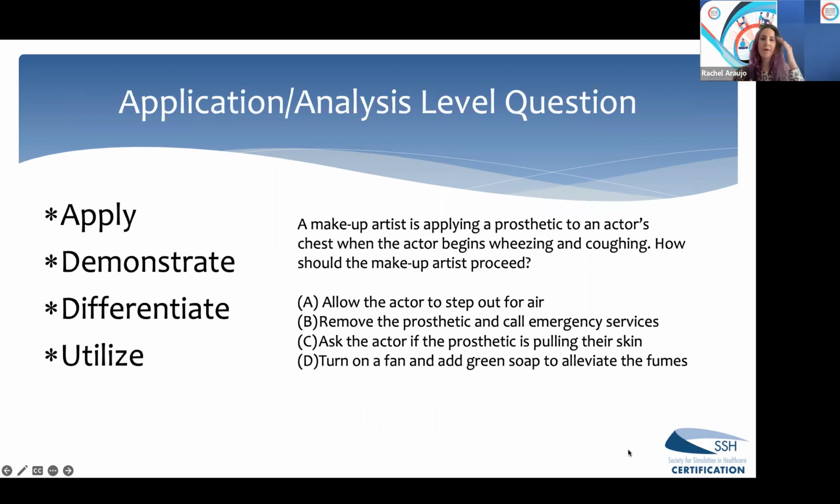The next level up is our application analysis level. And this is what you'll see the most of, especially on the CHSE. This is our kind of gold star where we want to be. The verbs you'll see in the measurable objectives are apply, demonstrate, differentiate, use, or utilize. The example given here is a makeup artist applying a prosthetic to an actor's chest. The actor begins wheezing and coughing. How should the makeup artist proceed? The key, of course, is to remove the prosthetic and call emergency services.